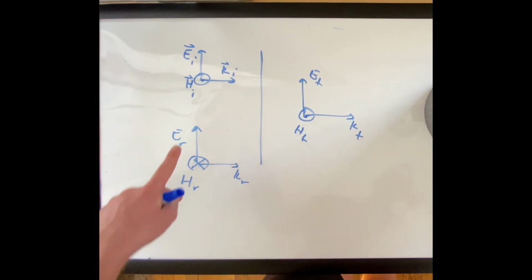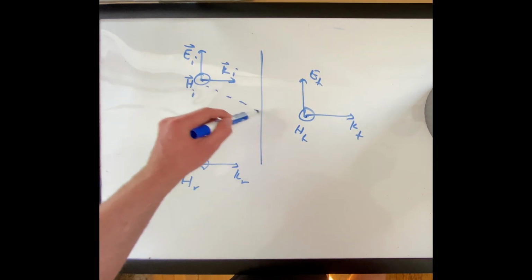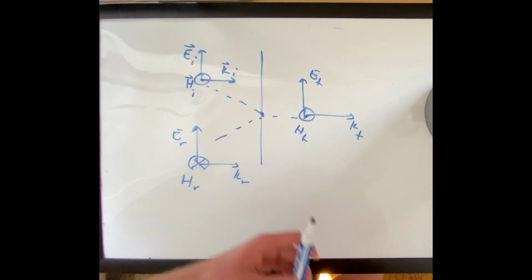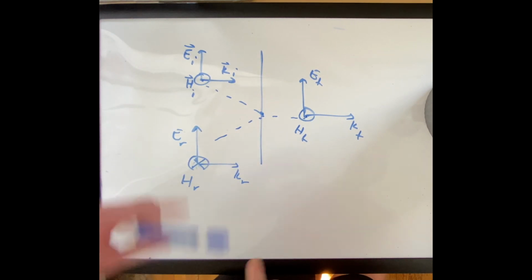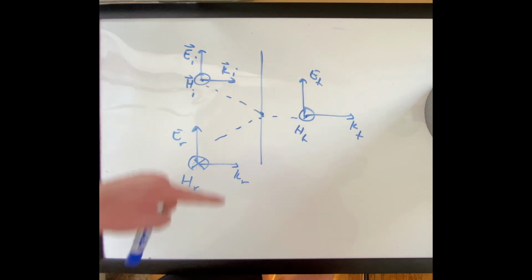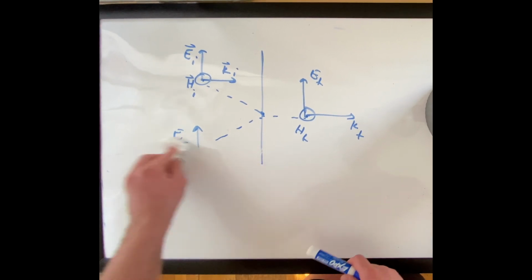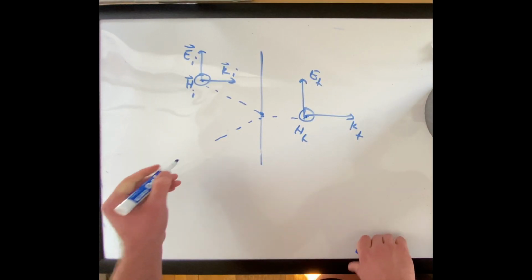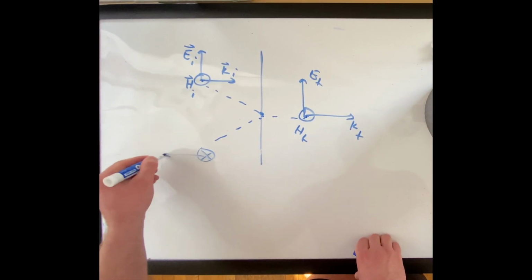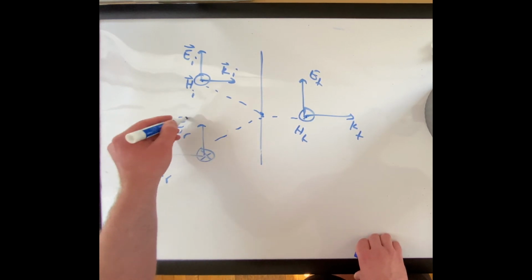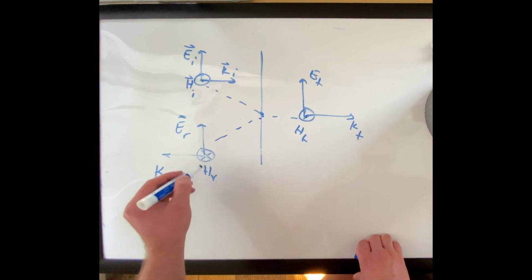Okay, so this is 3. The wave came in like this, went through and got reflected, okay? Remember when we draw electromagnetic waves, we have to draw the electric field, the magnetic field, and the K. Now K, oh sorry, that's wrong. When it leaves, of course, it's going this way. K reflected, E reflected, H reflected.